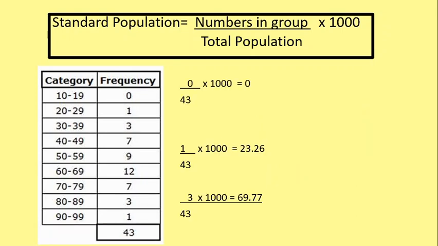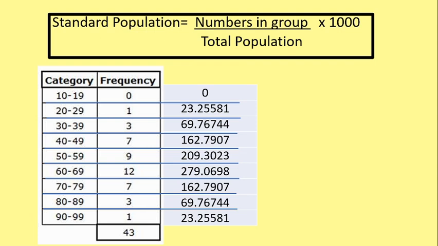And just to help you out, for the first one I did 0 divided by 43 times 1,000, which is 0. Then for the second one, I did 1 divided by 43 times 1,000. Then I did 3 divided by 43 times 1,000, and so on and so on. These are the answers I got. I didn't round them because I cheated.